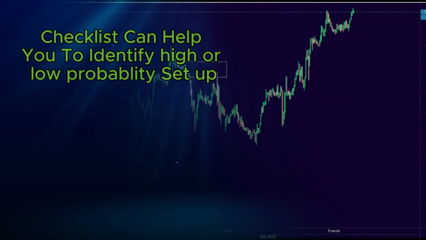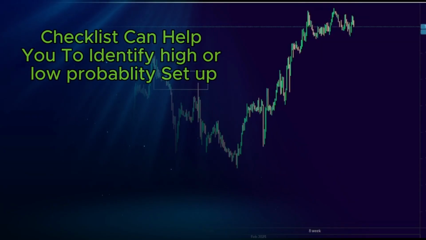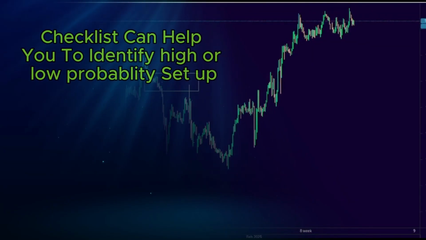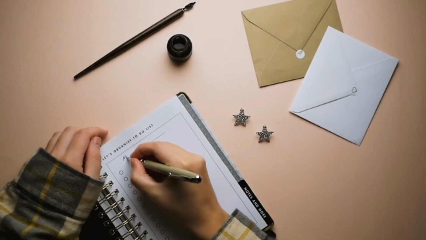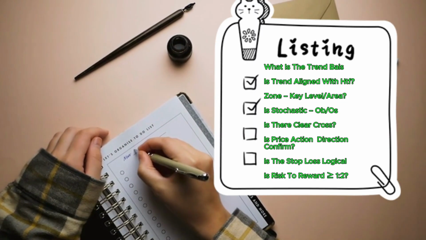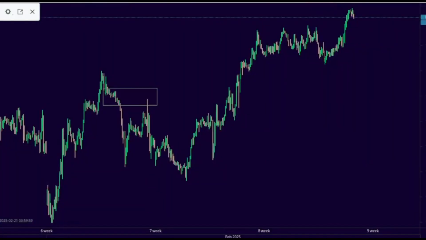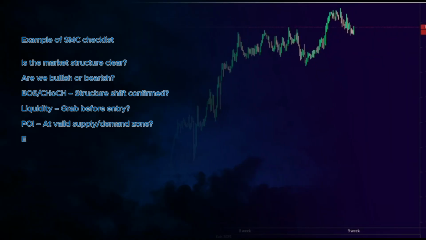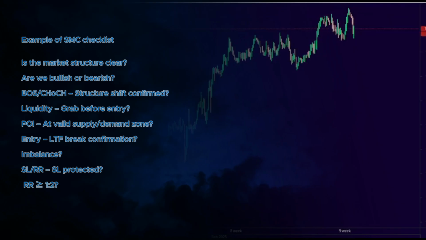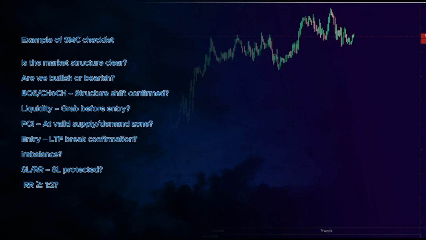The use of checklists can help you to identify a setup that is of high probability and a setup that is of low probability. How do we mean? You need to have a checklist like this. So in your checklist, you're going to have all the items you want to see in a trade. Number 1, this is what you want to see. Number 2, this is what you want to see. Number 3, this is what you want to see. Or maybe 10, depending on the strategy, the system you are using.